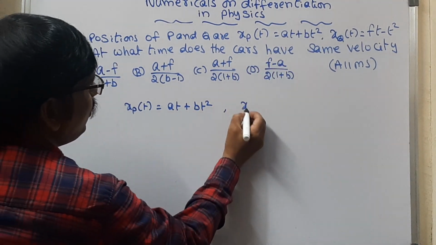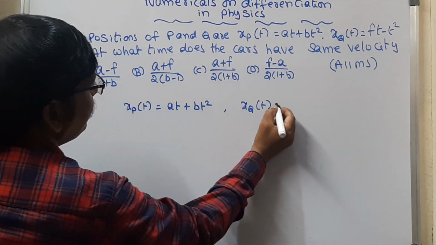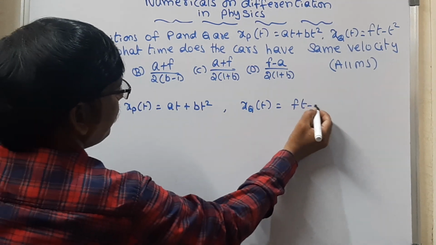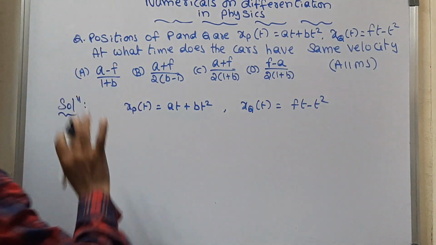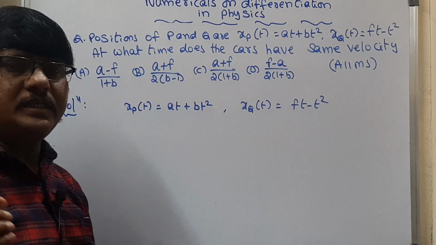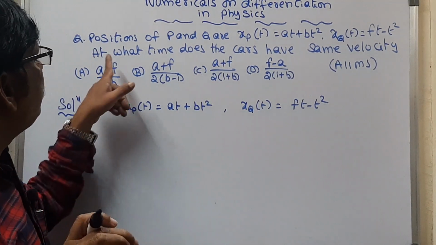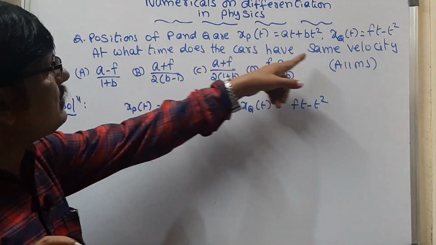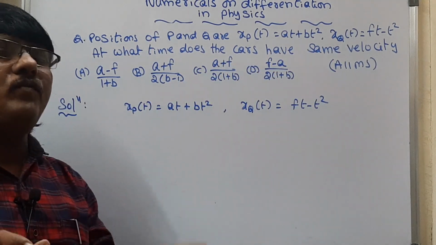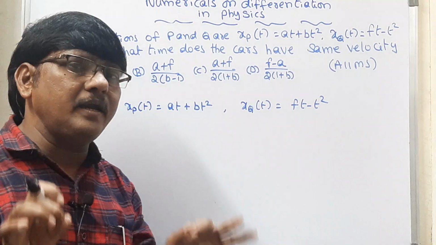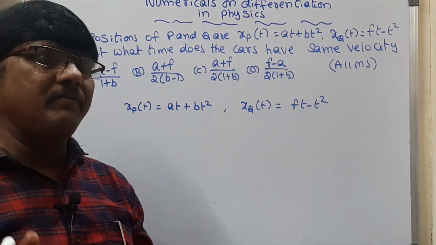So x_q(t) is also given, that is equal to ft minus t square. Okay, we got the position, distance or displacement, whatever it may be. So x is given to us. What is the data? At what time do the cars have the same velocity? Same velocity, that is the data given to us.